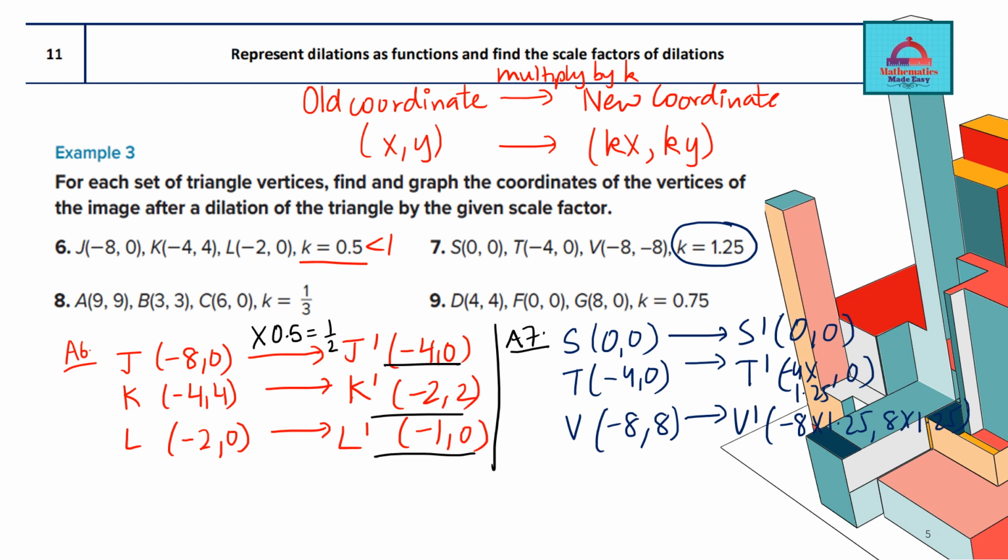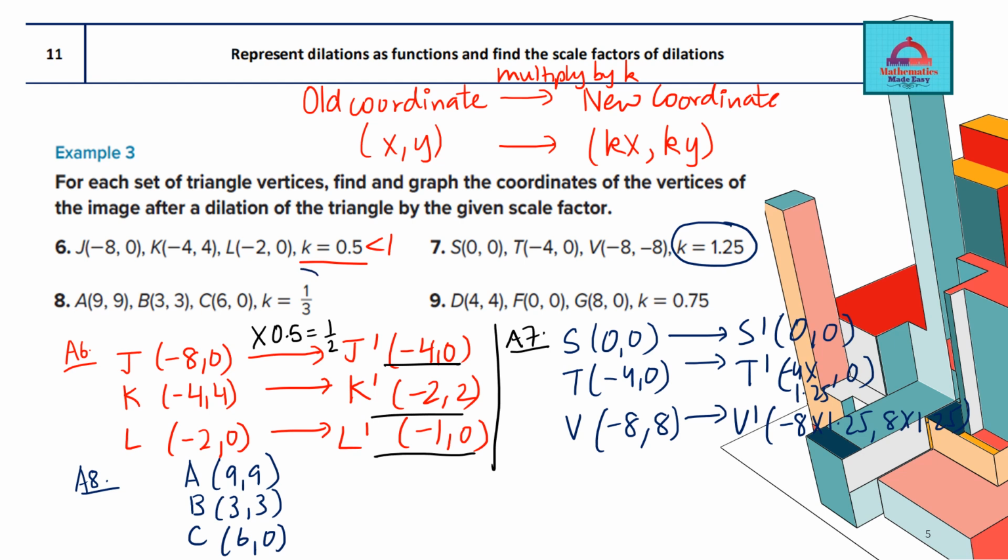I will do one more part. There's less space, but I will do it. The method is going to be same. So let's do answer 8 here. So in this, you have three coordinates A, B, C. A is 9, 9. B is 3, 3, and this is 6, 0.